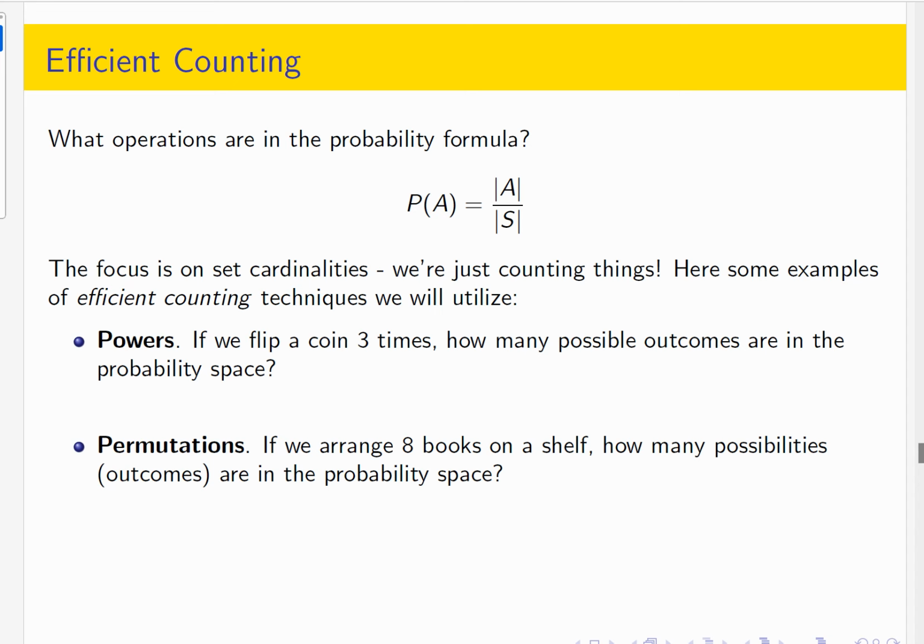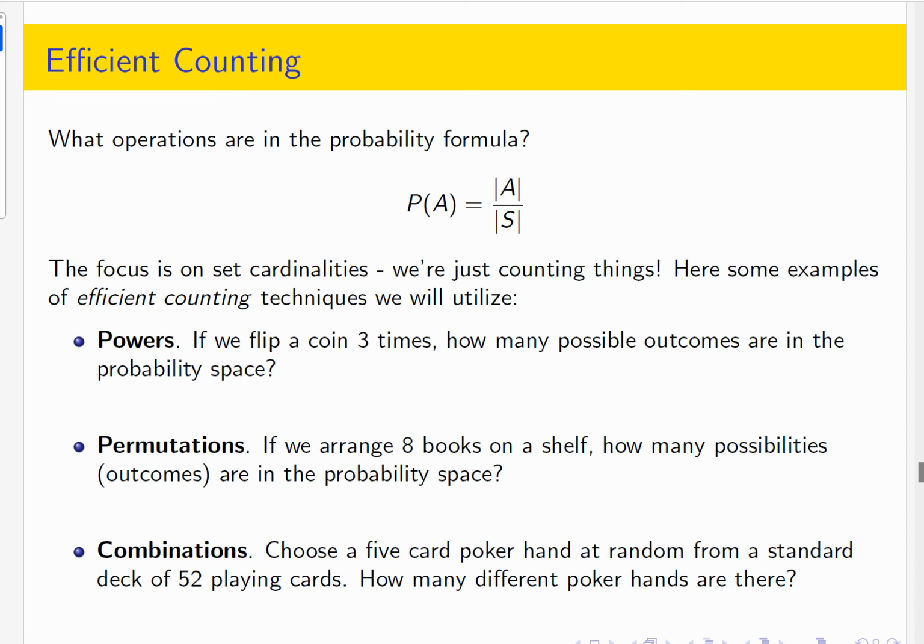There we go. Permutation: if we arrange 8 books on a shelf, how many possible outcomes are there in the probability space? And a 5-card poker hand, how many different poker hands are there?